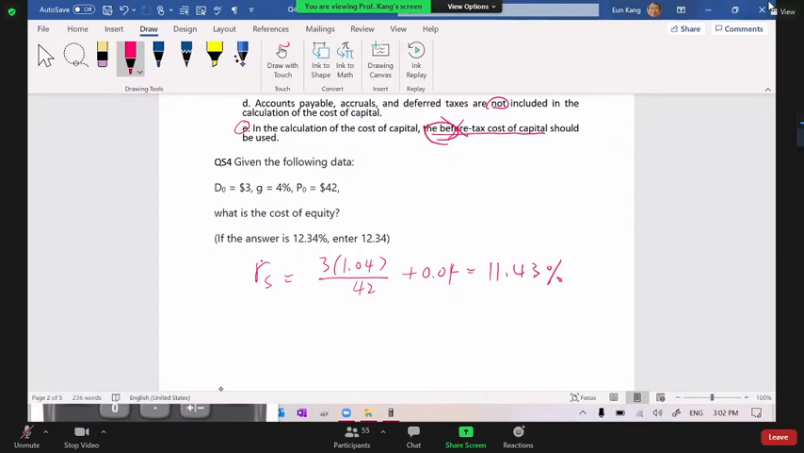11.43. Yep, only 2 people missed. That's good news, okay? So people are working hard. That's good.